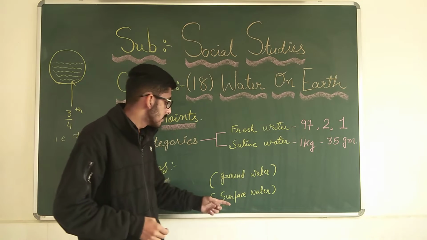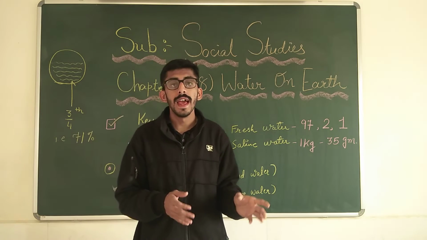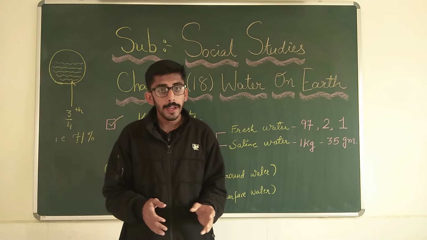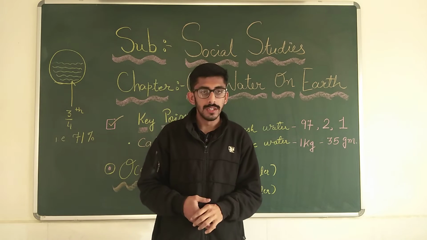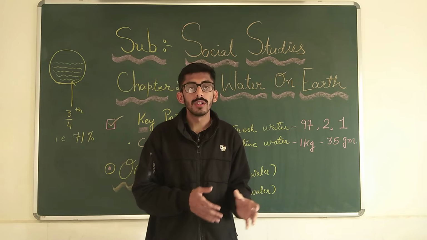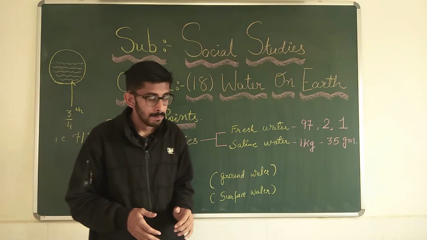And the second is surface water: rivers, lakes, ponds, wells. Okay. So in surface water, we are not supposed to dig. We get water easily on the surface of the land.